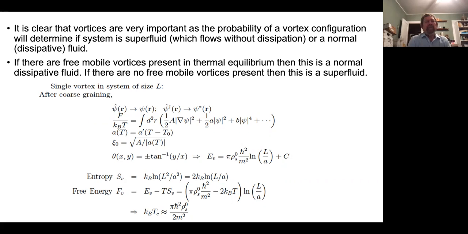So the first question we want to ask is, suppose we have a large system of size L. After coarse graining, we have this complex order parameter psi of r, and of course its complex conjugate. The free energy divided by kT can be expanded in this form, where these A's and B's are really unknown coefficients.